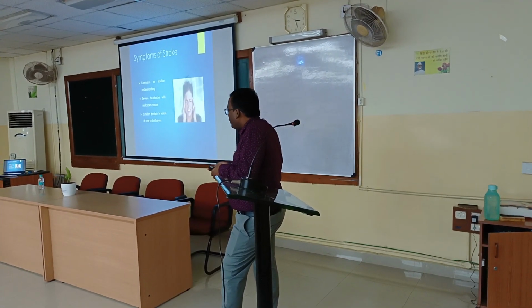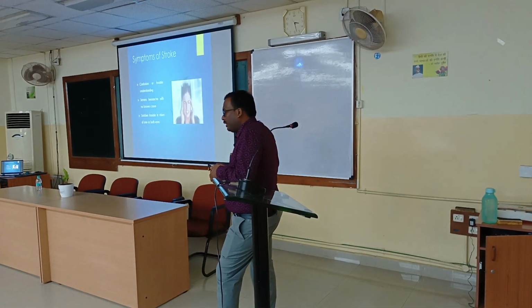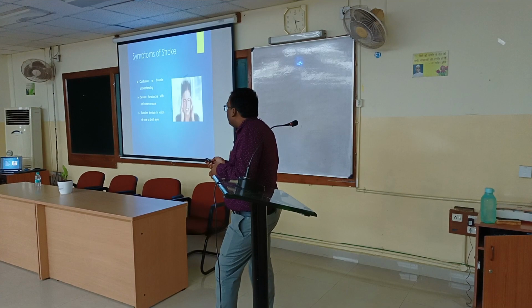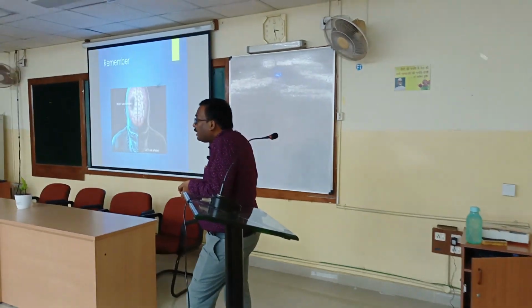And even in vision, if you have sudden vision loss, in either eye or one of the eyes, then also it could be a symptom of stroke. Sometimes it may go and come again. It may improve. That is called, I have mentioned it before, transient ischemic attacks.